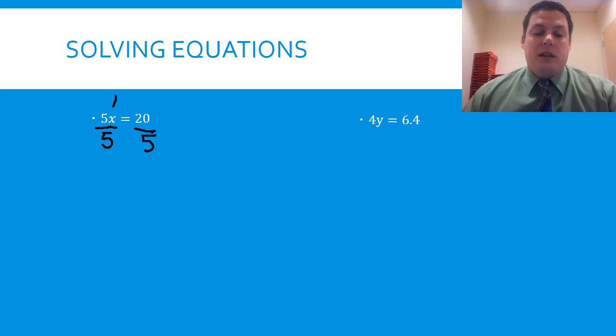All right, because we want to get this x by itself. 5 is what is attached. We want to get rid of that 5, so we have to divide by 5. These 5's cancel. We have x equals 20 divided by 5, which is just 4.